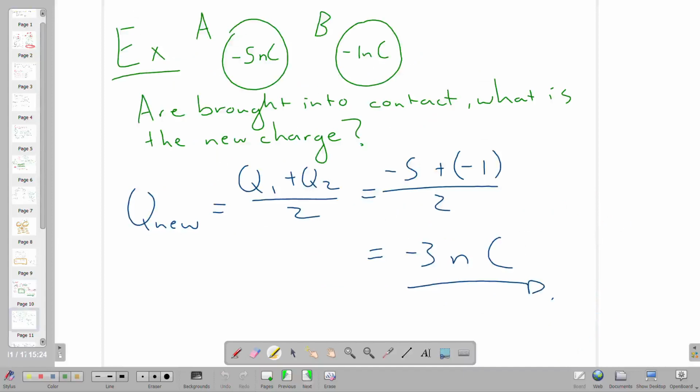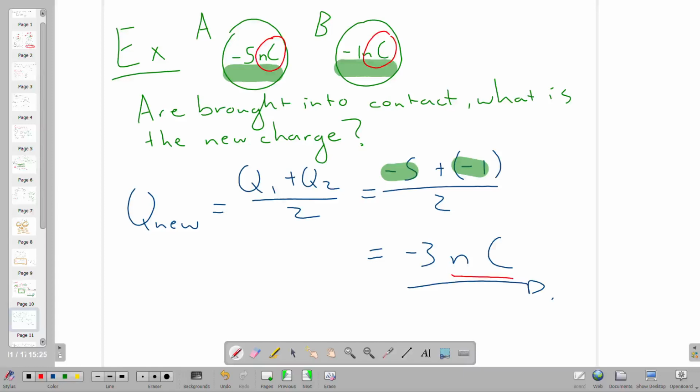Another example, we have two objects, object A and B. Object A has a charge of -5 nanocoulomb and object B has a charge of -1 nanocoulomb. Both are brought into contact and they ask us what is the new charge. Simple enough, we just substitute in -5, -1. What's important to note here is that both of them are nano, nano and nano, and you keep your final answer in nano as well.